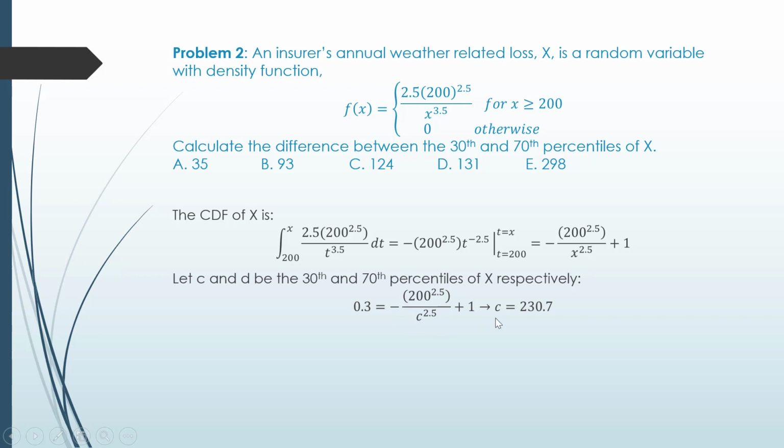So here we need to solve for c. We have c is 230.7, and similarly we have 0.7 is negative 200 to the 2.5 over d to the 2.5 plus 1, and d is 223.7. So the difference between these two is 93.